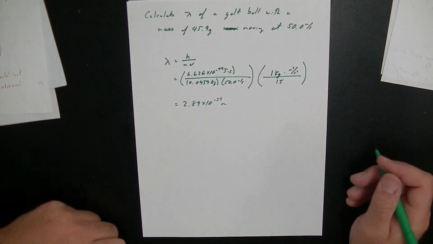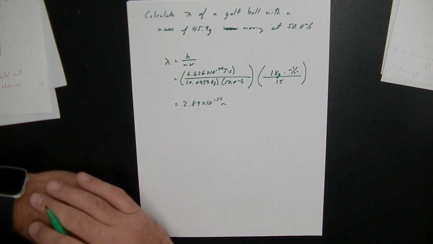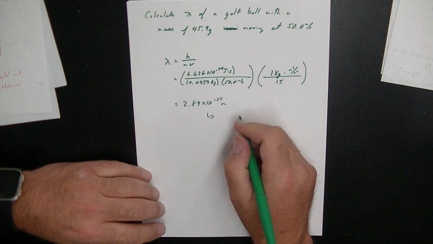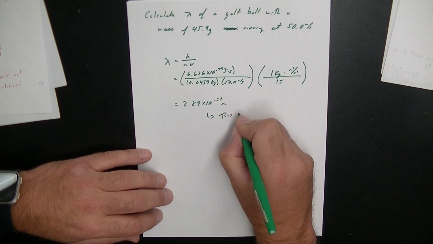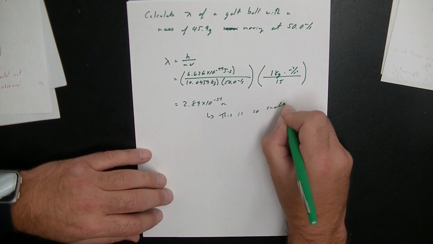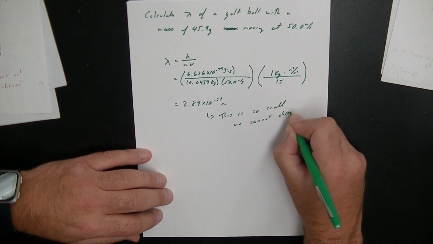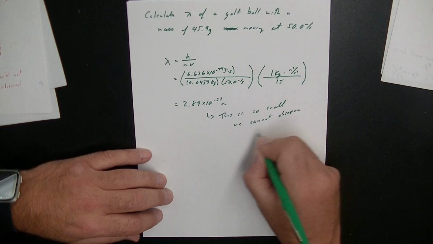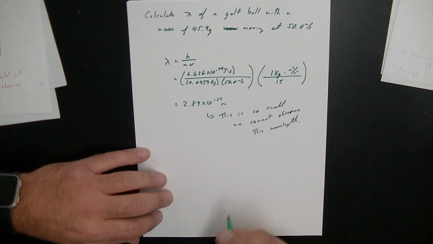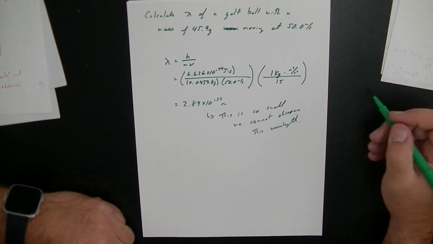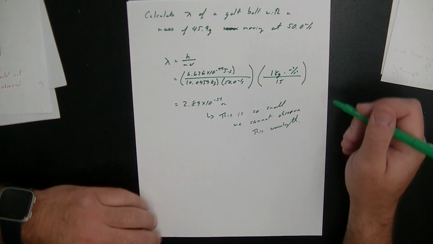Now, how big is that? It's extremely, extremely small. It's so small we can't even observe that wavelength. We can't see that wave motion, but it is there. So you could do this type of problem with anything.